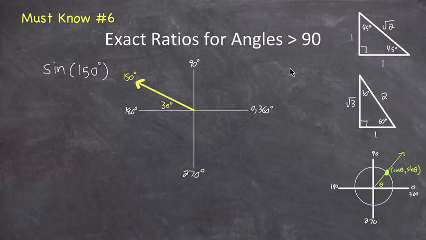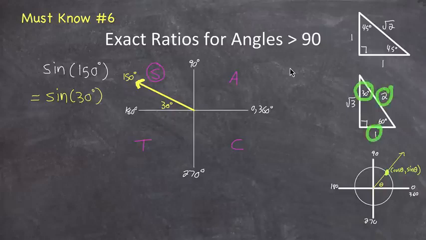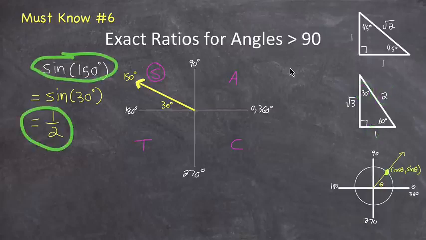And as a reminder, the CAST rule tells me that in quadrant number 2, where the terminal arm is, the sine ratio is positive. For that reason, I know that sine of 150 is going to be equal to the positive sine ratio of the reference angle. So it'll be equal to sine of 30 degrees. And from my special triangle, I know that sine means opposite over hypotenuse. So sine of 30 is 1 over 2. So my final answer for sine of 150 is that it's equal to a half.